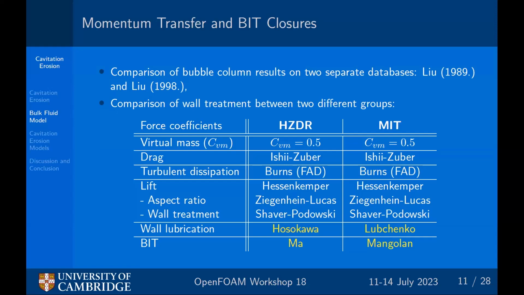Where these two groups differ is how they treat the forces near the wall. HZDR uses the Hosokawa wall lubrication model and the bubble-induced turbulence model of Ma, while MIT has their own developed models. This is the wall lubrication by Lubchenko and the bubble-induced turbulence by Guoliang.